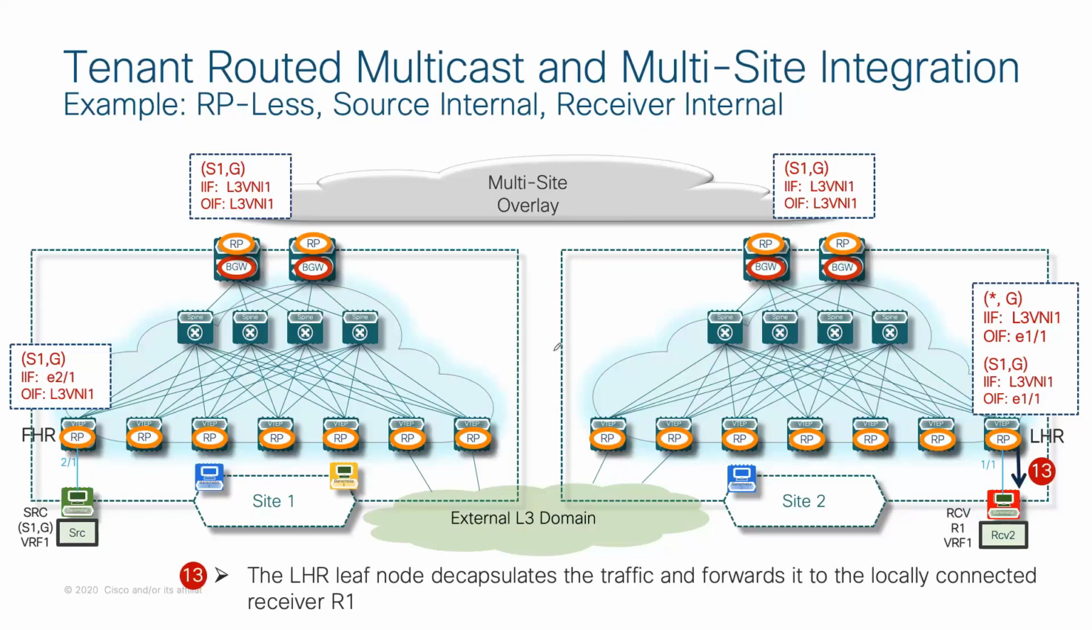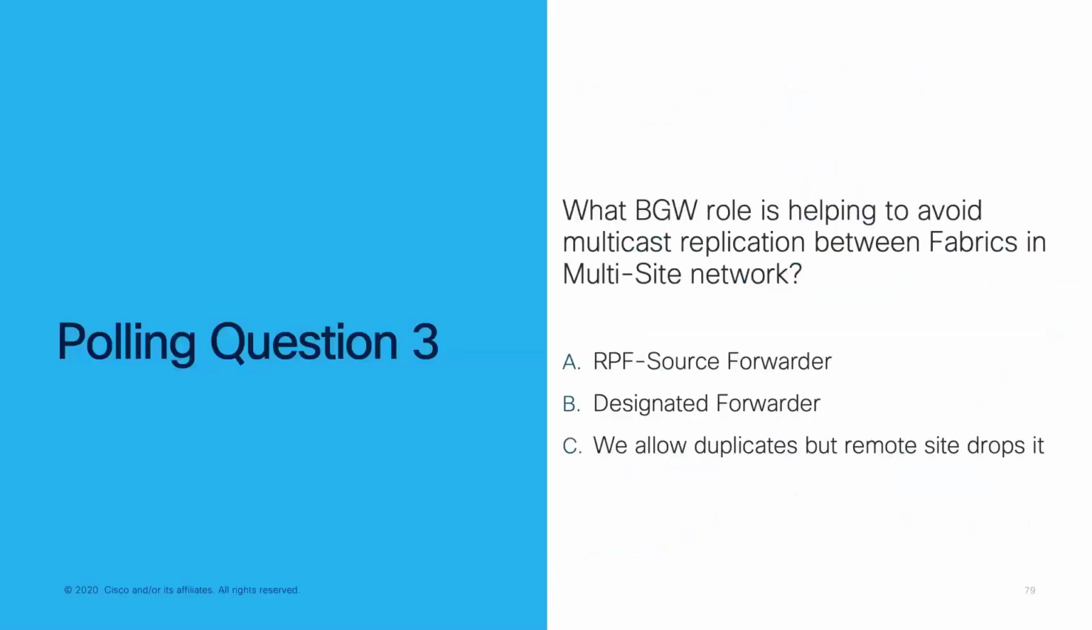Now, this being said, there is a last polling question I have for you, and that's nothing but just to verify if you're still with us or not really. So the question is, what BGP role is helping to avoid multicast replication, or better to say multicast duplication, between the fabrics in a multi-site network? Now I have a result.